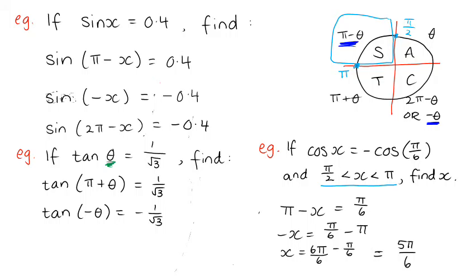So we were given cosine 5 pi on 6, right? If you take the second quadrant angle of that, so it'd be pi minus theta, which is pi on 6, you get a negative cosine.